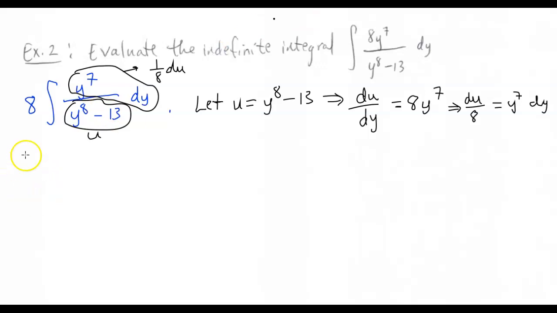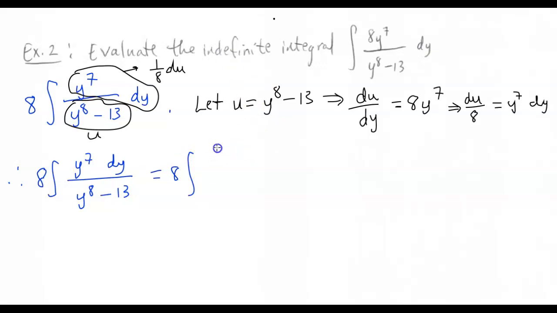So therefore, what we originally had here, 8 integral, let's fix that integral sign. All right, so 8 integral of y raised to the 7 dy over y raised to the 8 minus 13. That's just going to be 8 integral of 1/8 du all over u. And of course, our 1/8 times 8 will just equal 1.